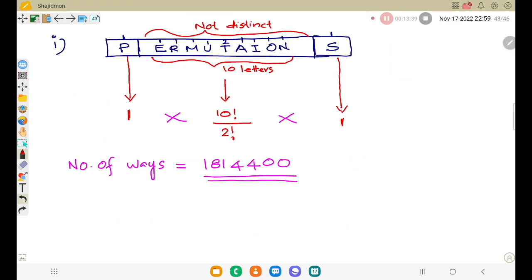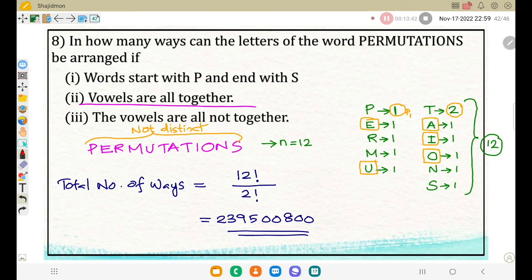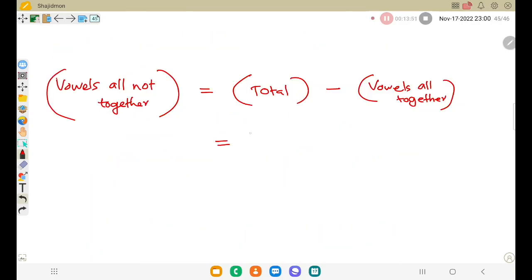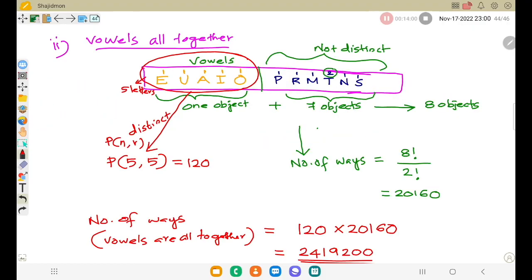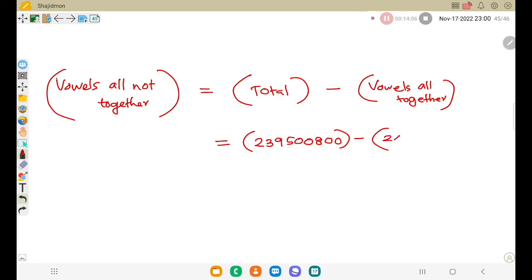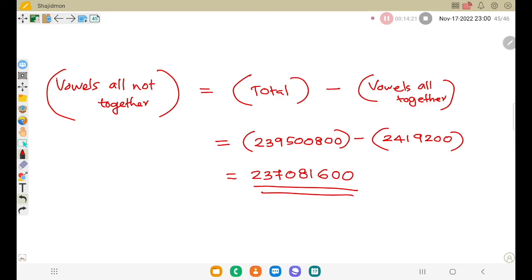What total are we getting? Initially we wrote this bigger number, 239500800. Correct, this number. Applying here: 239500800 minus vowels all together, which we wrote here, this one, 2419200. So what will be the answer? Equals 237081600. So this is the answer for that one.